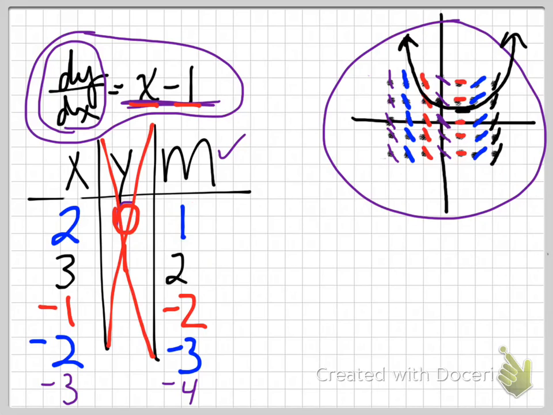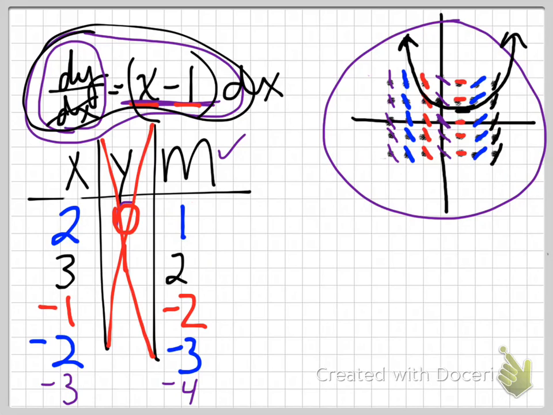And actually, we could solve this, because if dy/dx is x minus 1, if you bring the dx to this side and integrate it, you would get x squared over 2 minus x plus c, which is a parabola. So it's going to have a parabolic shape to it. So if we can solve it, you're probably thinking, why do we need a slope field if we can solve it?